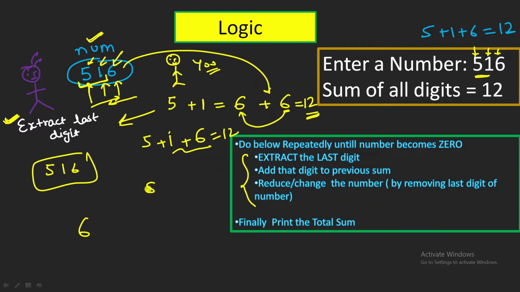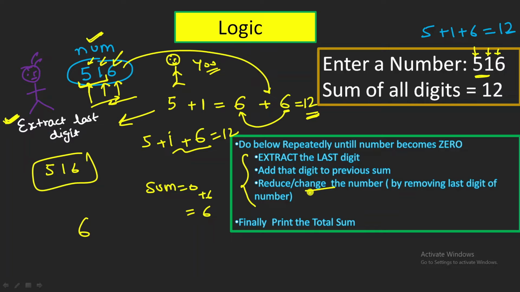So basically you will have an initial variable sum equal to 0. That means currently you have no digits. So initially you will have sum as 0. After extracting this 6, you will add this 6 with this 0. So 0 plus this last digit 6 will be 6. So your sum is 6. So you have got the sum of the first digit.